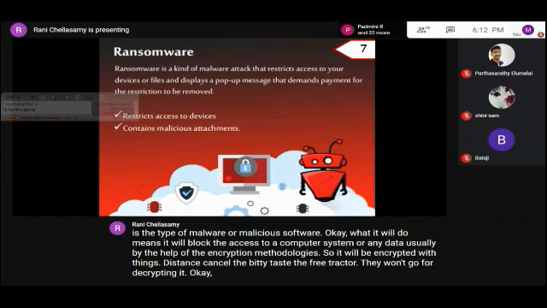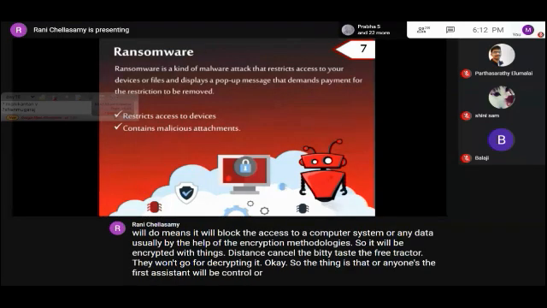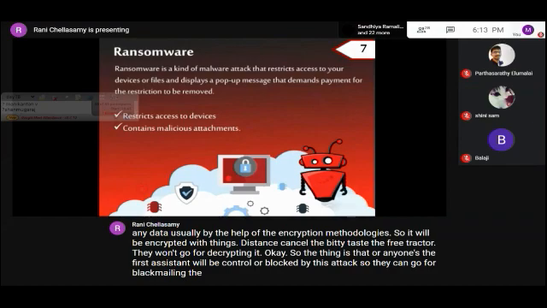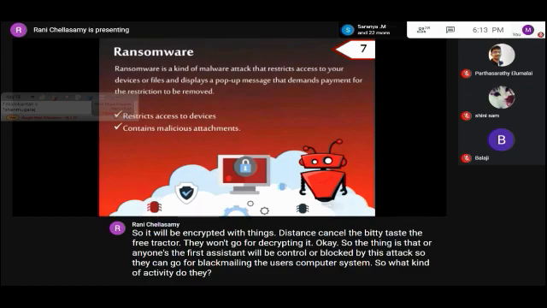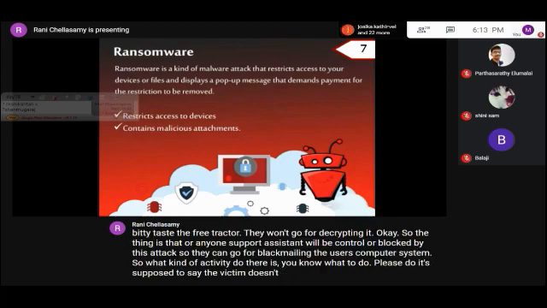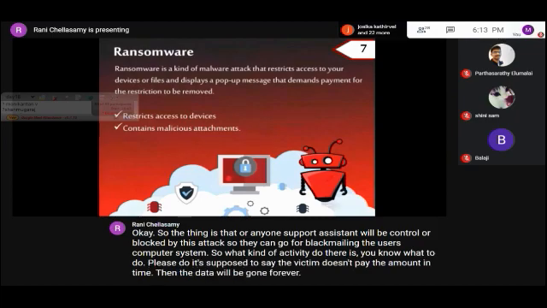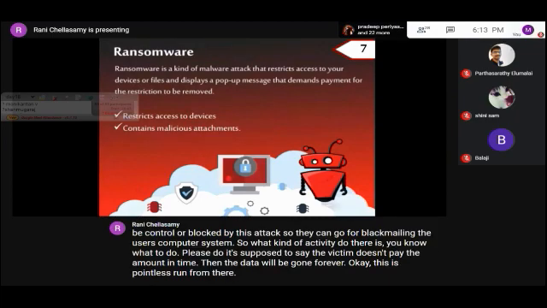So anyone's computer system can be controlled or blocked by this attack, so they can go for blackmailing the user. The victim will pay some amount to the hacker to decrypt and get back all their data. That is called ransomware. If the victim doesn't pay the amount in time, then the data will be gone forever. This is called a ransomware attack.